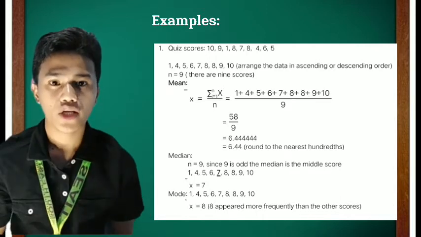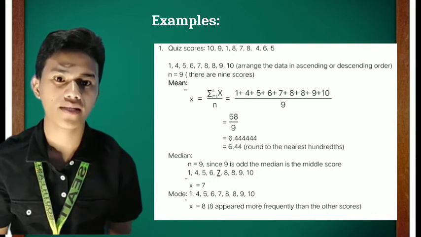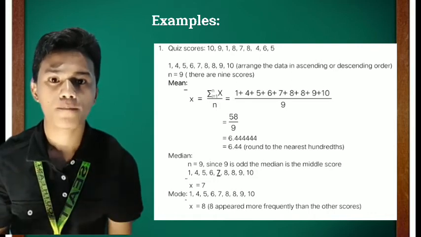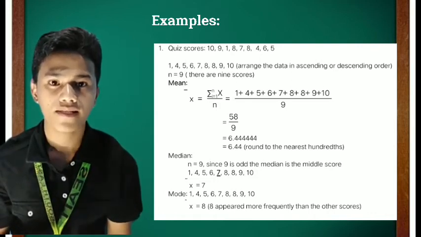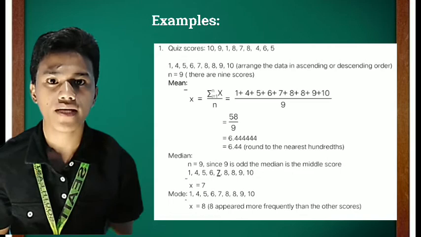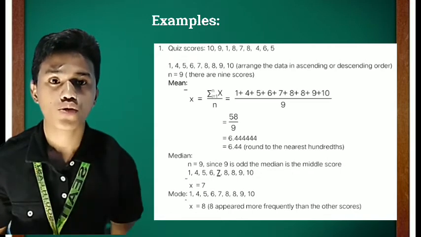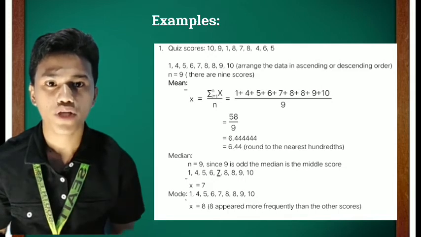To find the mean, you will first need to add up all the values in the data set. So 1 plus 4 plus 5 plus 6 plus 7 plus 8 plus 8 plus 9 plus 10 is equal to 58, and divided by the total number of data, which is 9. So the mean is 6.44.